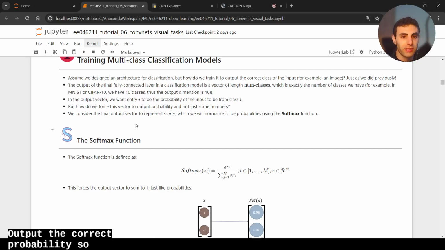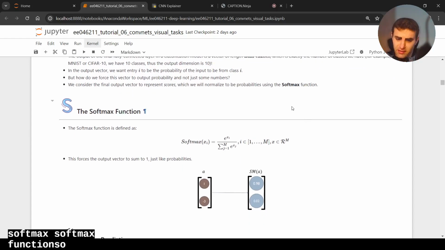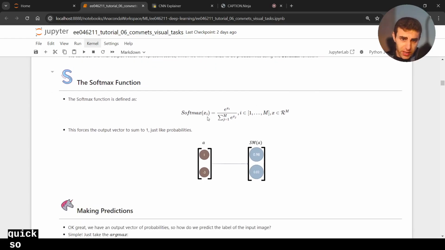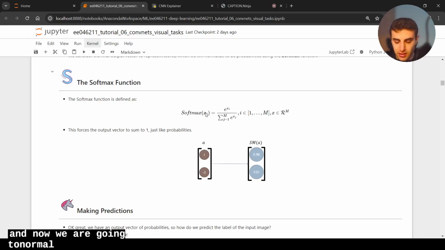So this brings us back to the discussion of a loss function. First we need to transform these unbounded values to probabilities, and the way we do it is with the softmax function. So let's cover it really quick. The idea is that we have something called logits. These are just unnormalized numbers that are the output of the final layer of a neural network. And now we are going to normalize them in such a way that we will get probabilities.